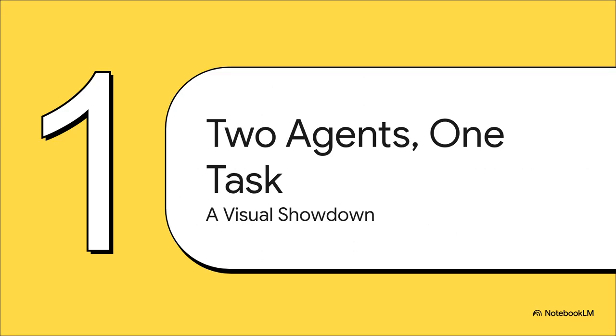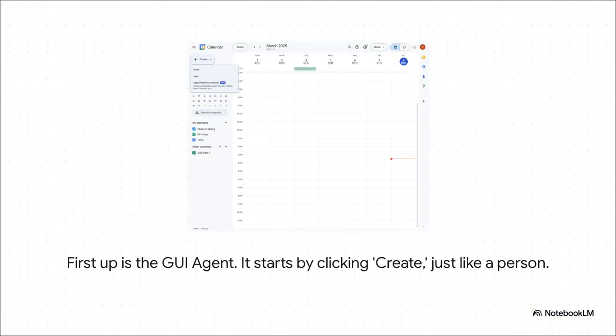All right, let's see this in action. We're going to give them a simple task: book a meeting in Google Calendar. First up, let's watch how the human-like agent, the GUI agent, tackles this. So the GUI agent works with the graphical user interface. That's the visual stuff, the buttons and menus we all use every day. It literally sees the screen, identifies that create button just like you or I would, and then it simulates a click. It's playing by the exact same rules a human has to.